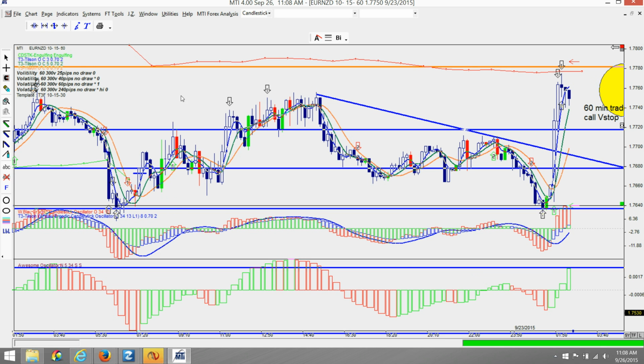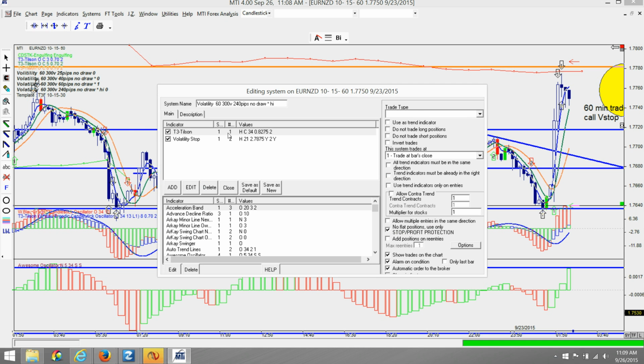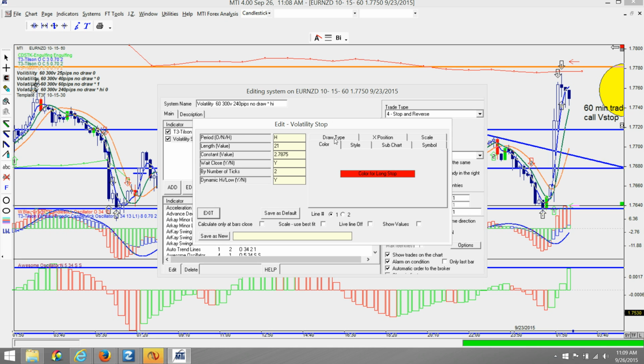on your chart. But it says no draw, but the actual draw is on. So let's go back in there, edit. If you need to put the draw on, it's the draw type. It's line and line. You've got to do both, 1 and 2. And then the style is circle 2 on both. 1, 2, circle 2. Okay, very simple.